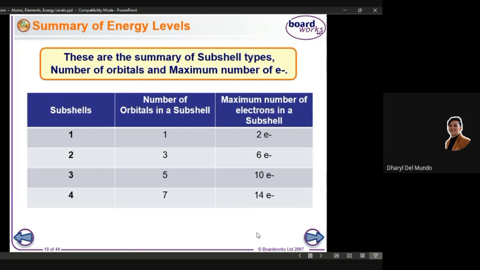Okay, so you can fill it out, 2 electrons in each orbital. So for example, if you only have 1, you can fill it out with 2 electrons. If you have 3 orbitals, you can fill it out with a maximum of 6 electrons. And if you have 5, of course, you have 10 maximum electrons. And if you have 7, you have a maximum of 14 electrons.